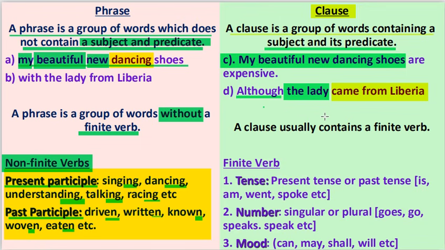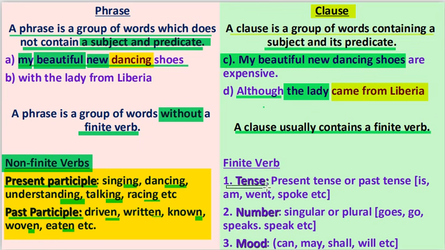For the goal of this video, we shall be focusing on the subordinate clauses. Now that we have clarified and shown with examples that phrases do not usually contain subjects and its predicates, whereas clauses contain a subject and its predicate, let us then proceed to discuss the finite verb. We have discussed non-finite verb under phrase. Let's discuss finite verb under clause. A clause usually contains a finite verb. A verb is finite if it shows any of these three.